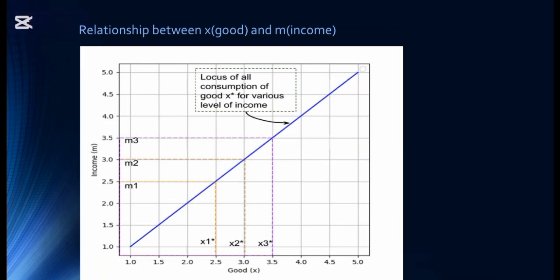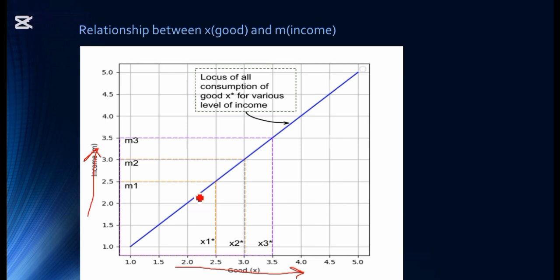Okay, now let's see a graph which is about the relationship between good and income. After this, we come to the relationship between income and consumption. This graph examines how consumption changes with varying income. Let me use the pen again. Here this x-axis represents the quantity of good consumed, and the y-axis here represents the income level.